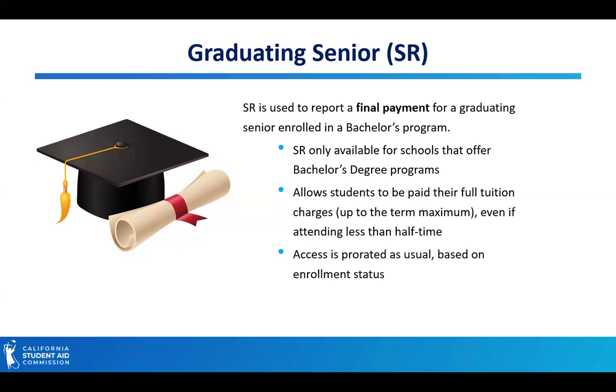Let me say it this way. So with tuition and fees, again, they can get full tuition up to the term maximum, but with the access award on a Cal Grant B, that will be treated as normal and again prorated based off of enrollment status.